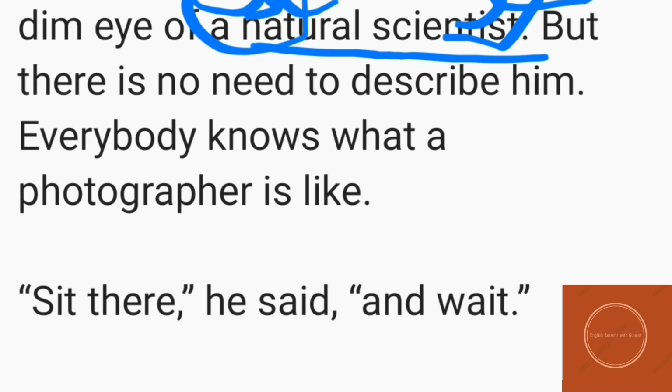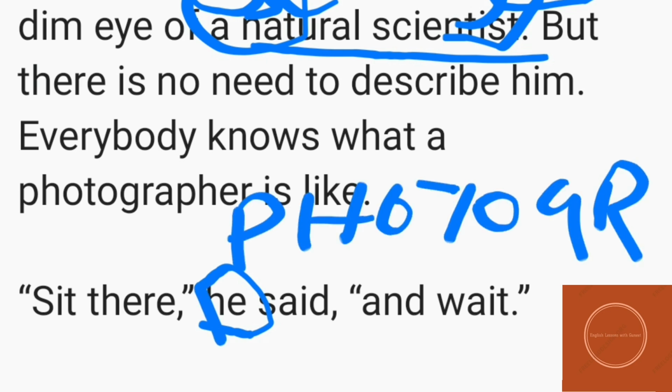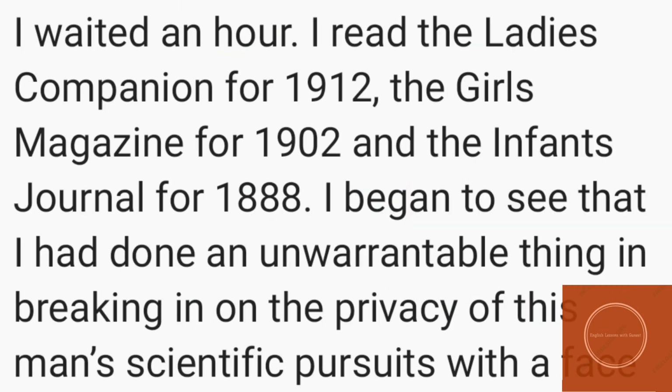Then, "Sit there," he said, "and wait." Now what was the reply of the person, and who is this "he"? This "he" is the photographer. So the photographer is saying to the person that you just sit over here and wait. The photographer might be busy, so that is why he said to wait. And the person was very patient, so "I waited for an hour."